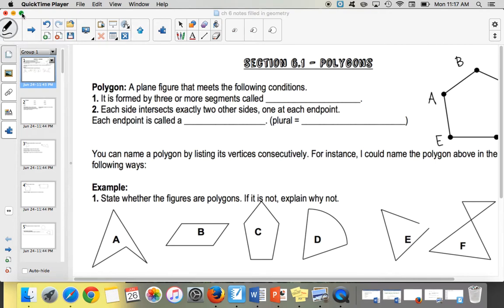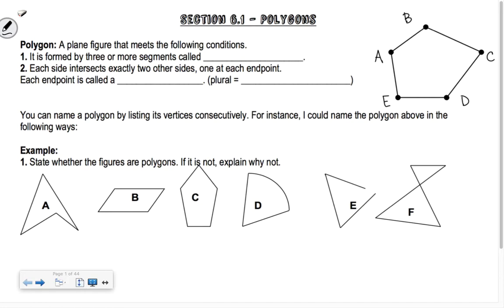One is on polygon. So a polygon is a plane figure that meets the following conditions. So we have to have 3 or more segments joining together that are called the sides. So they have to be straight, they're segments. Each side intersects exactly 2 other sides, one at each endpoint, and each endpoint is called a vertex. So plural, that is vertices. Have you guys all heard vertices before?